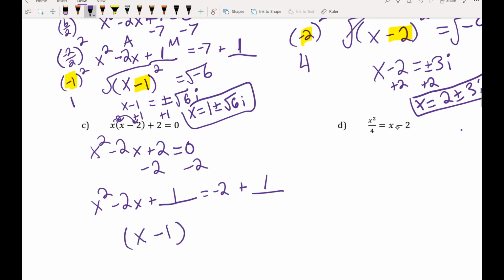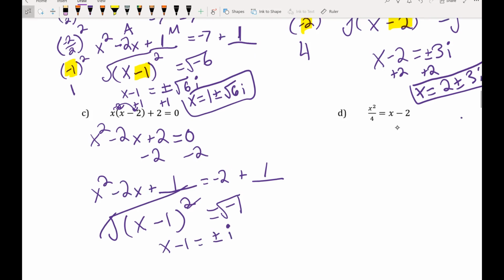And when I factor this left side, I'm left with x minus 1 squared equals negative 1. I do the same thing where I take the square root, and I get x minus 1 equals plus or minus, well, the square root of negative 1 is defined to be i, so that one's pretty simple. I add 1 to both sides, and I get x equals 1 plus or minus i.